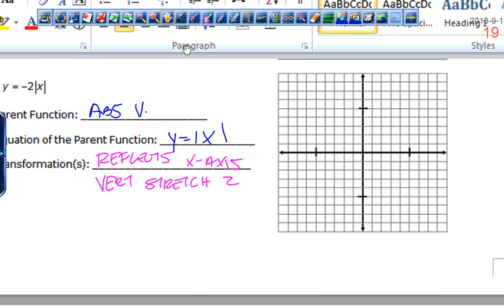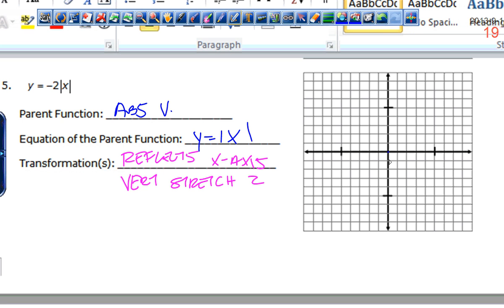Okay, so my parent function, remember what that looks like? What shape is that? V, right? So let's go to there, and to there. Use your ID if you want a quick line. We do our transformations in the order they are written. So we're going to reflect first, so that means that it's going to go upside down. And then I'm multiplying all of our y values times 2. So I'm going to have an upside down V, and then instead of ending at 1, negative 1, it's now at 1, negative 2. So my shape would look something like this.